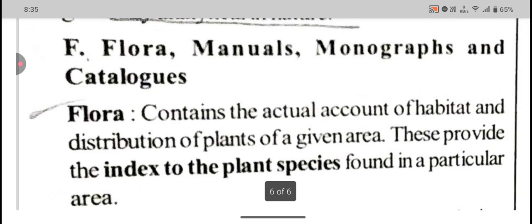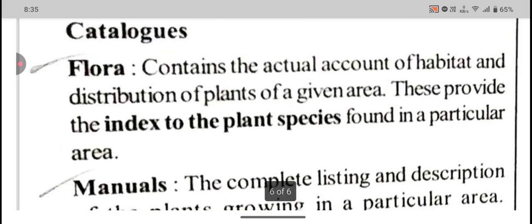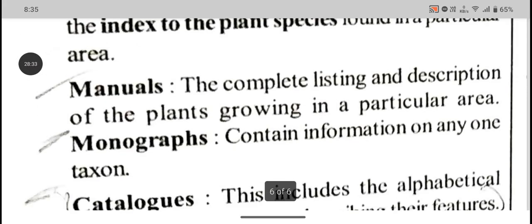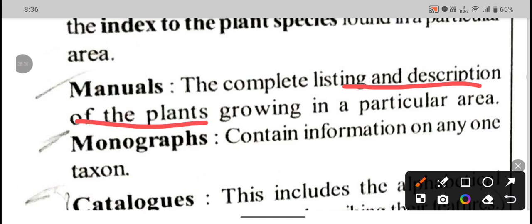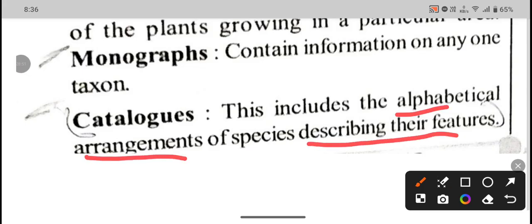So we have flora, manuals, monographs, and catalogs for the better study of species. The flora contains the actual account of habitat and distribution of plants of a given area. This provides the index of the plant species found in a particular area. Manuals provide the complete listing and description of the plants growing in a particular area, monographs provide information on any one taxon, and catalogs include the alphabetical arrangement of species describing their features.